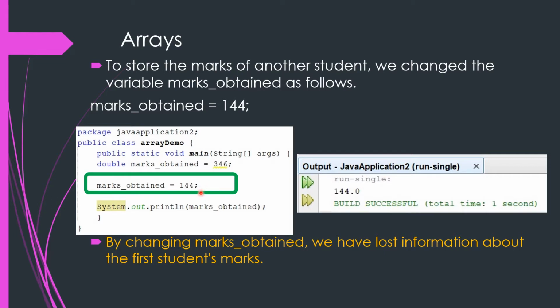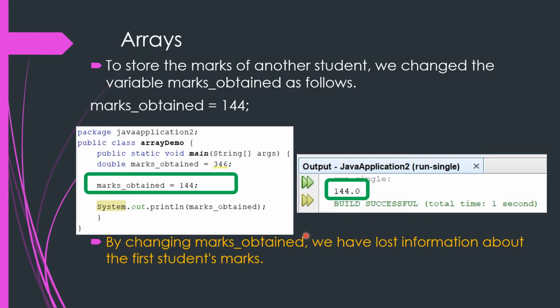Now, what will be its output? Here we can see in the output window that the output is 144.0. But you might be wondering why the output is not containing the value 346.0, because 346 is also written here. We have not deleted it. So the basic reason behind this output only 144.0.